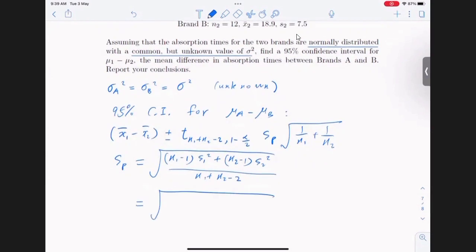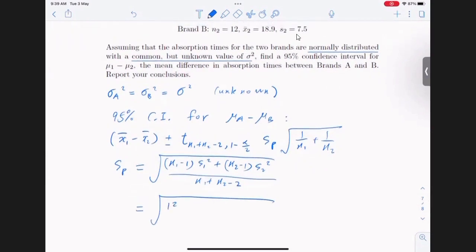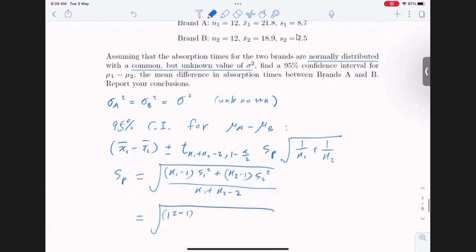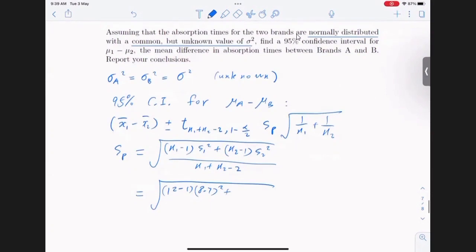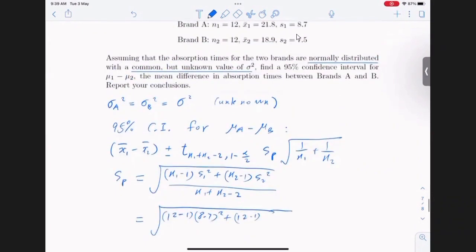We substitute everything in the question into this formula. We have 12 minus 1 multiplied by the sample variance for the first sample. Again, don't forget to take the square because you are given the sample standard deviation only. And for the second sample, the sample variance is 7.5 squared.